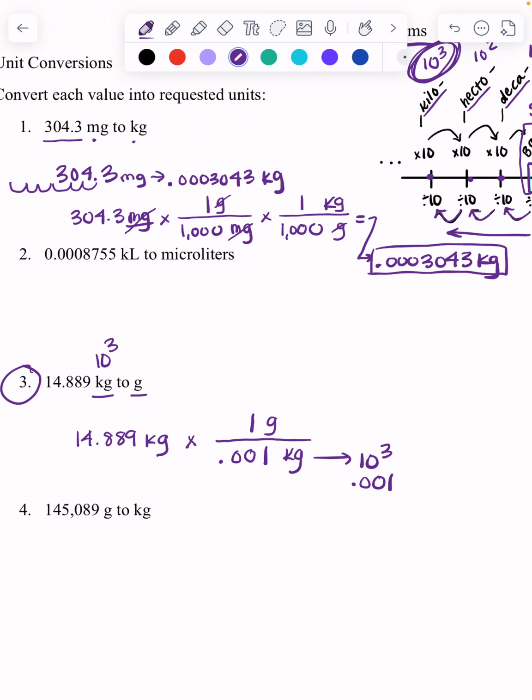Another way you could think about this is we are moving our decimal to the right. So let me whip out my calculator real quick. 14.889 divided by 0.001, and we're getting 14,889 grams, right? So we started with a bigger unit, and we needed to get to a smaller unit, which made our answer way bigger, right?